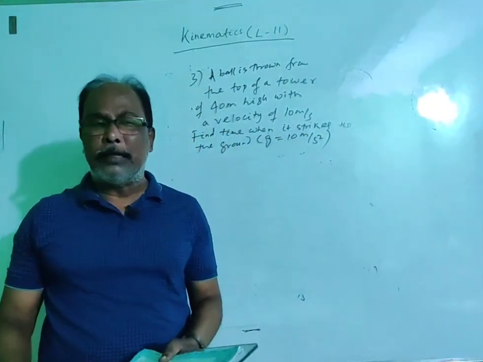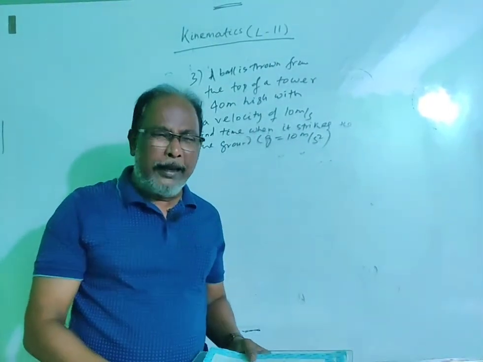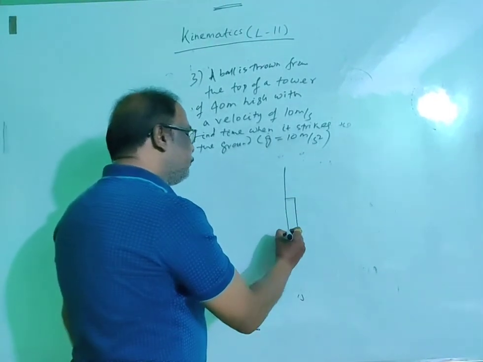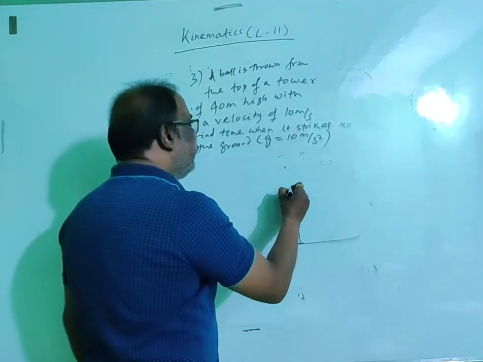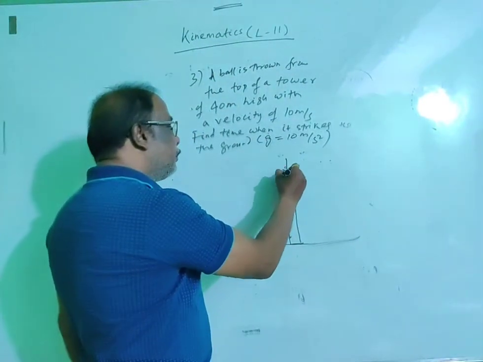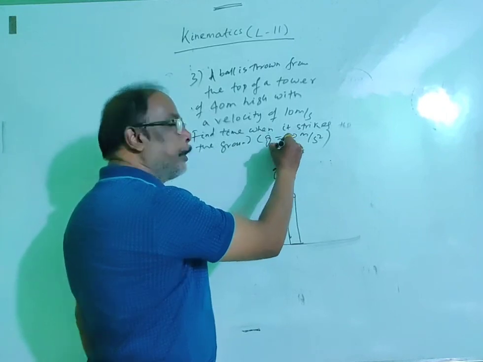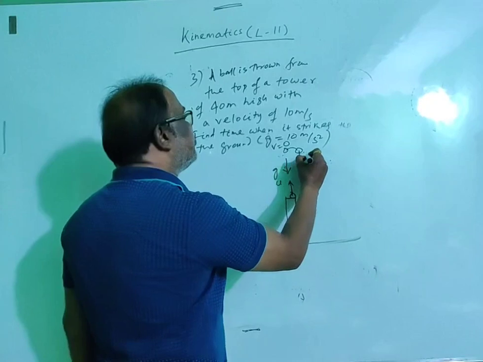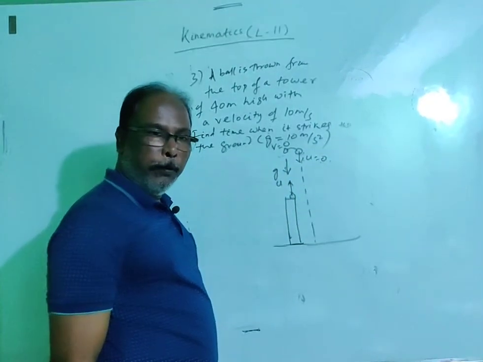See students, just in the previous numerical I have discussed the concept. Again I am telling you. This is the building. This is the ground. The ball is thrown in upward direction. Initial velocity u, and acceleration due to gravity opposes its motion. Thus at a certain position its velocity becomes zero and again it returns from this position with the initial velocity zero and finally strikes the ground.